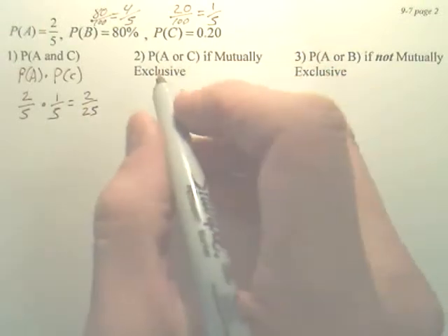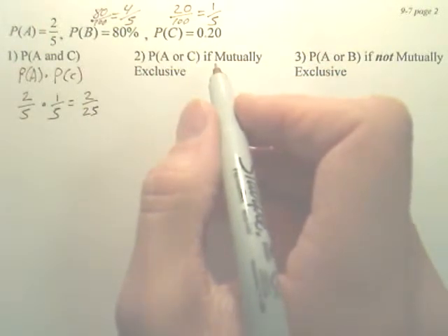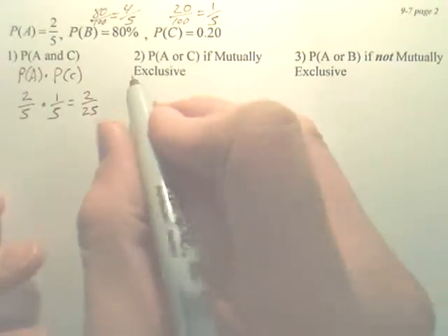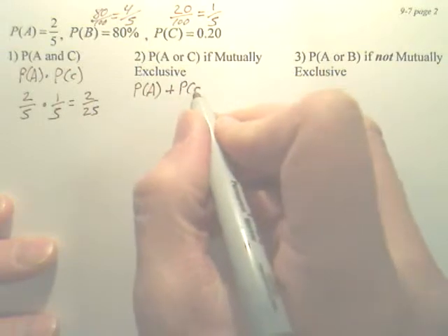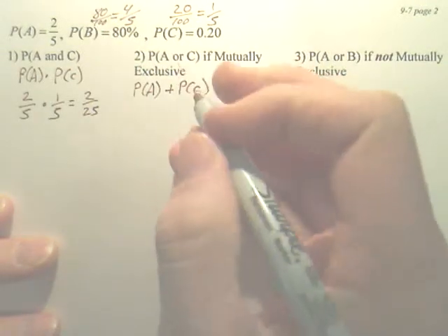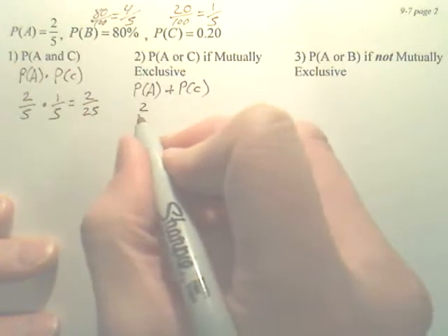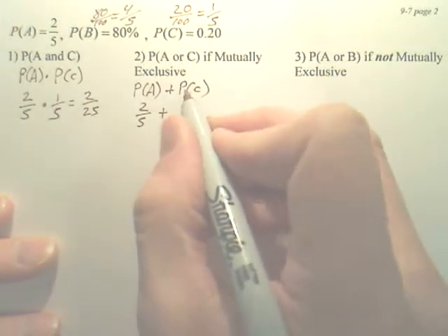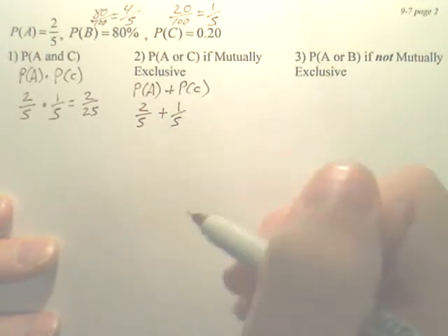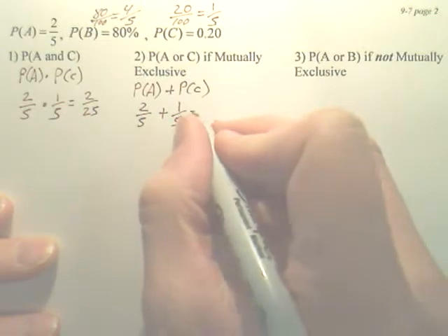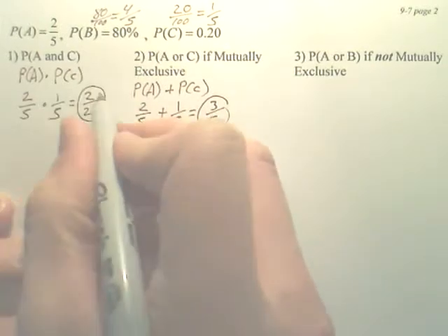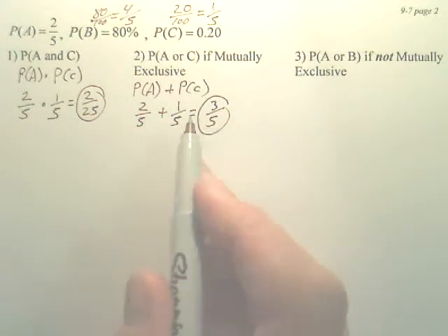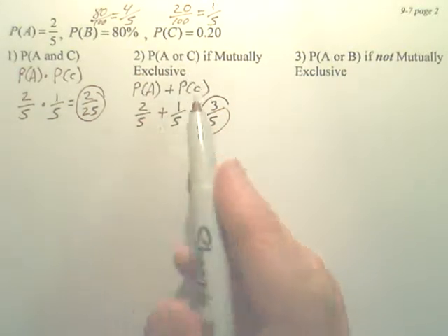Or means what? Plus. And what does mutually exclusive mean? Do they overlap? Do the two characteristics overlap? No. So simply this is going to be probability of A, or means plus, probability of C. So what's the probability of A? A is 2 fifths. And what was the probability of C? 1 fifth. And all we do is add these. That would be 2 plus 1 is 3. Keep the bottom. 3 fifths. So the probability of A or C, you add the two.